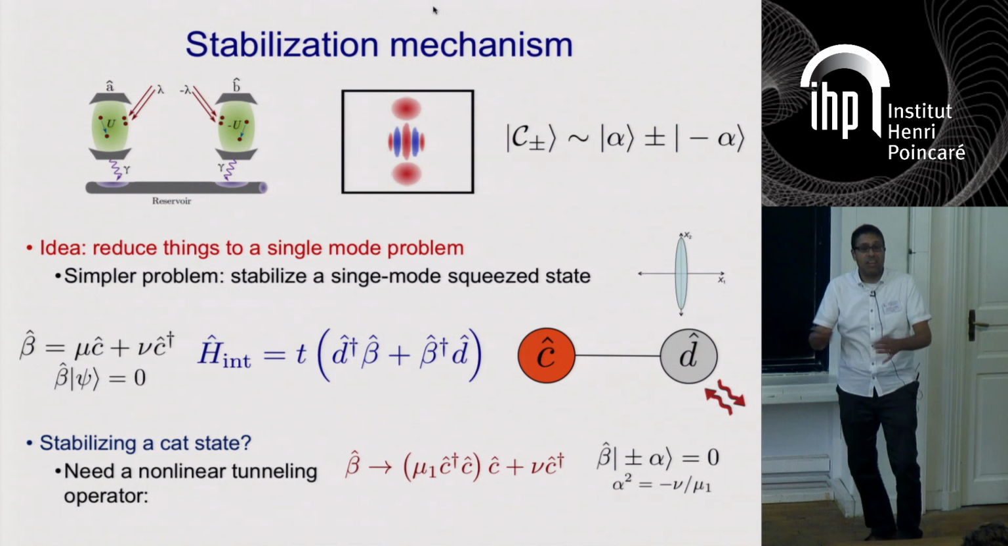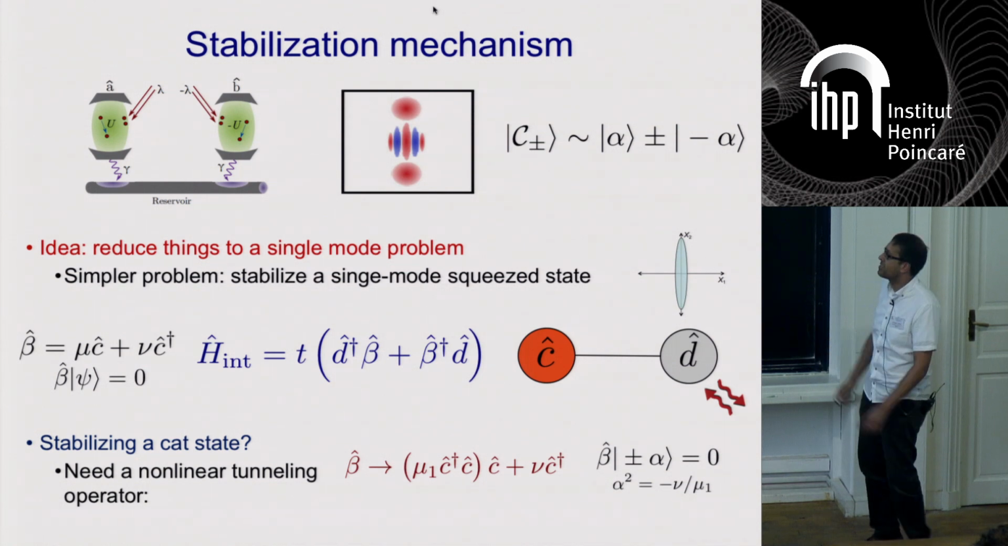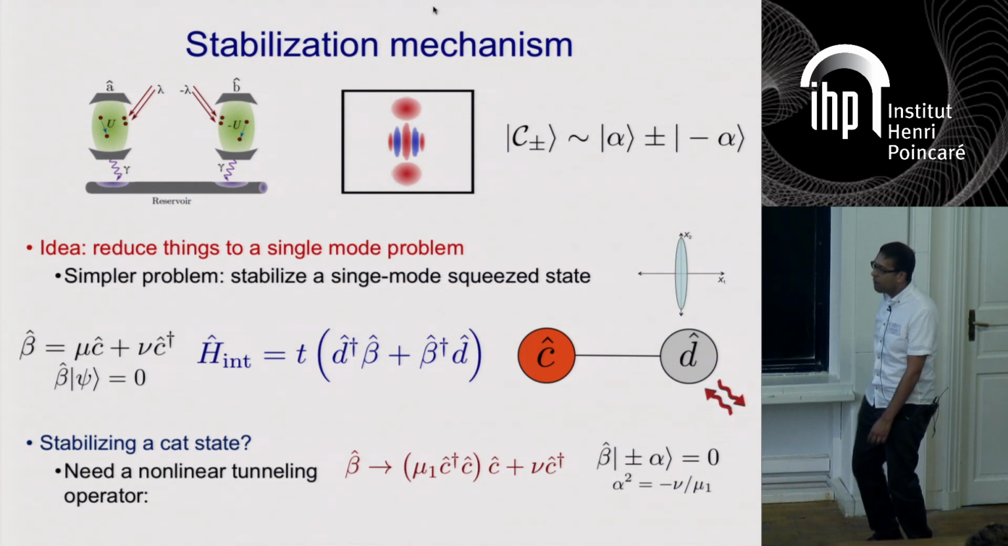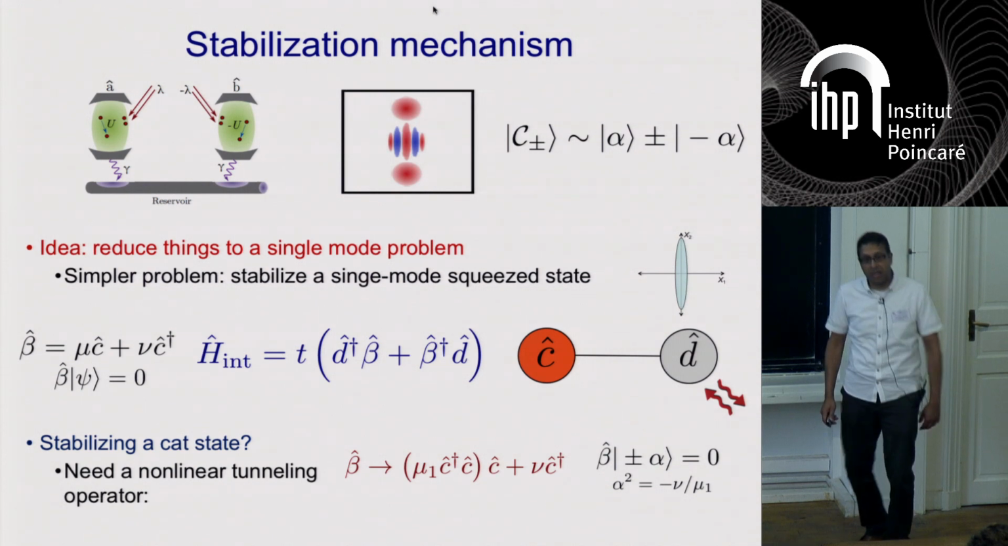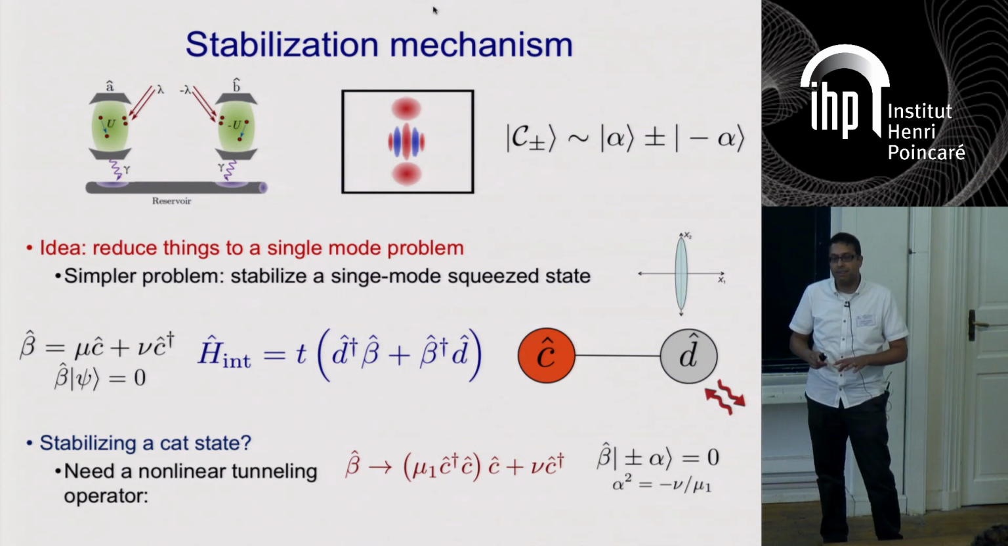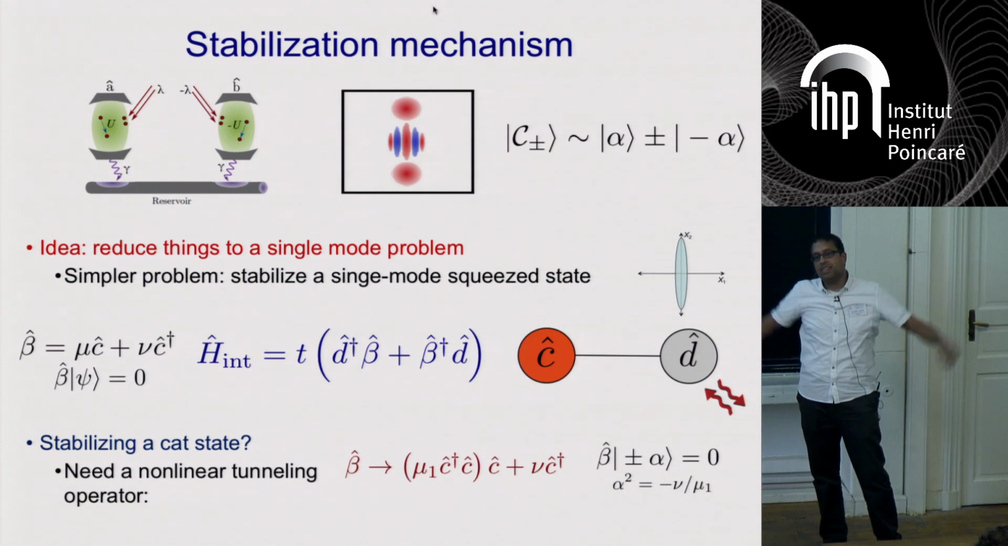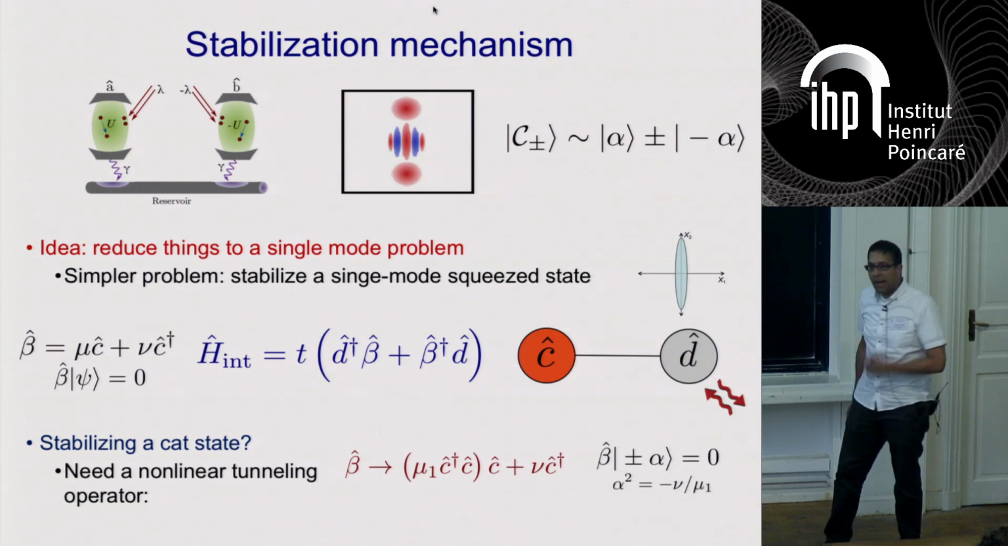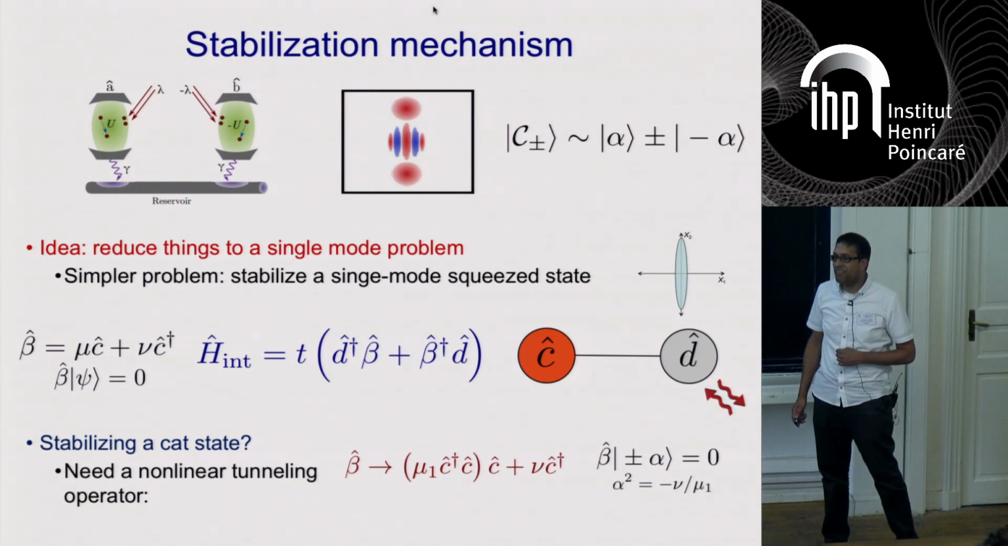I could take the even and the odd combination. Those would be cat states. How do I actually get what we really want? I don't want a single cat state, right? I want these separated entangled cats. Well, it's a well-known thing from many, many years ago in quantum optics. If you send one cat state through a beam splitter, you get an entangled cat state.